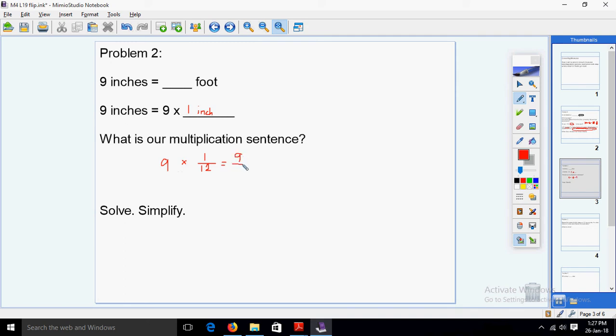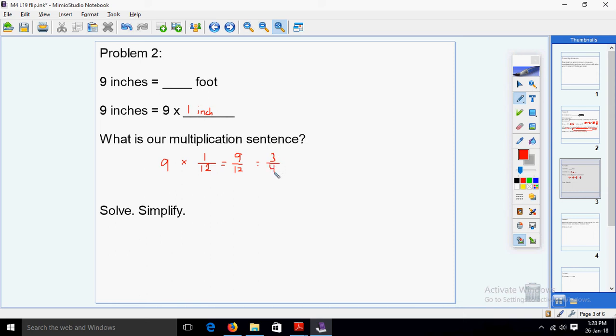You should be seeing a pattern now of how to do this. Now 9 over 12, there is a number that can go into both of them, so we can go ahead and simplify here. 3 goes into 9 3 times, 3 goes into 12 4 times. So 9 inches is equal to 3/4 of a foot.